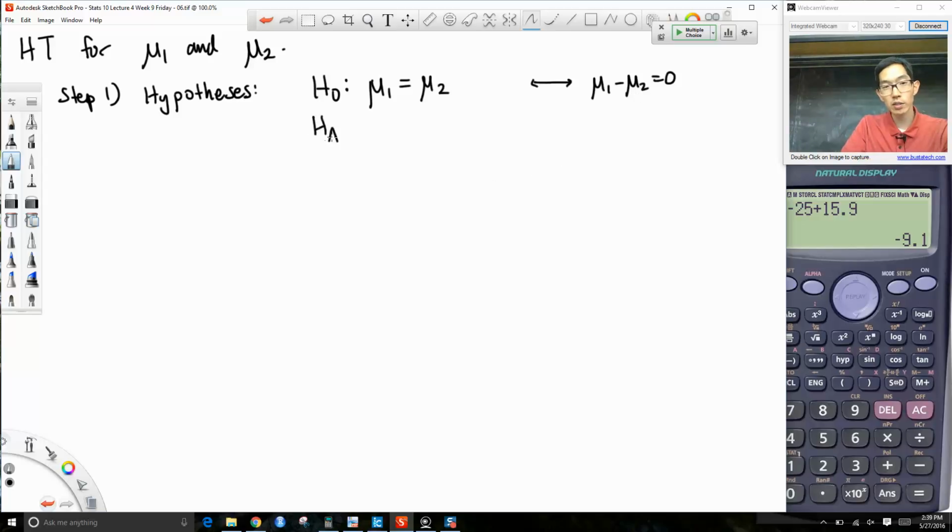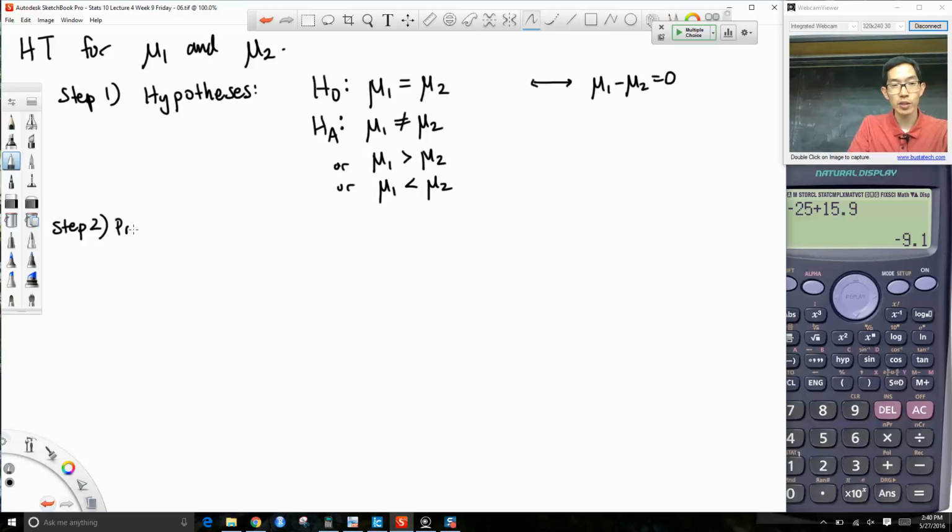And then the alternative would be identical to the null hypothesis, except we replace the equal sign with something else. So we have this, or this, or this, right? So greater than, or less than, or not equal to. Any of these are the alternative hypotheses.